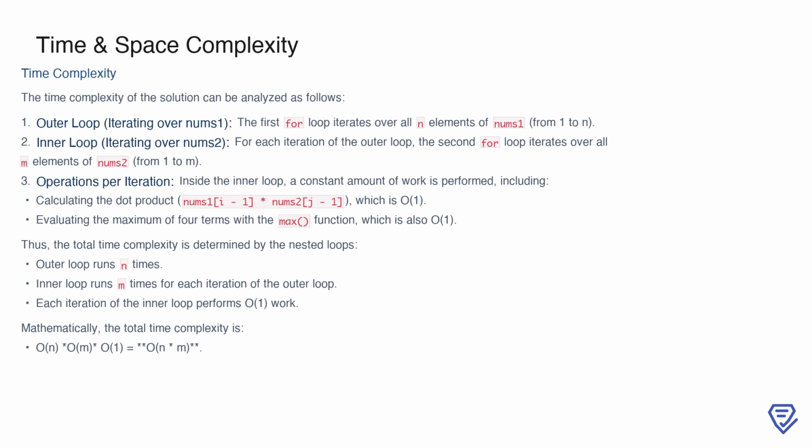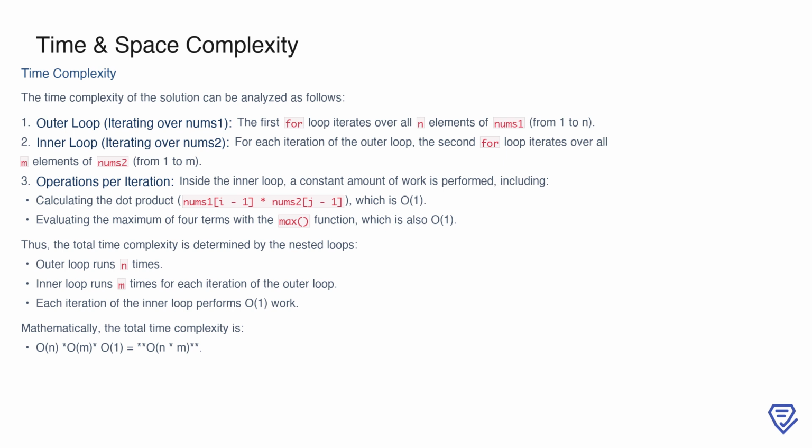To understand the time complexity of our solution, we start by analyzing the nested loops. The outer loop iterates over each of the n elements in nums1. For every iteration of this outer loop, the inner loop runs through all m elements in nums2. Inside this inner loop, the operations performed include calculating the dot product of two elements, which is a constant time operation, and evaluating the maximum of 4 values using the max function, which is also constant time.